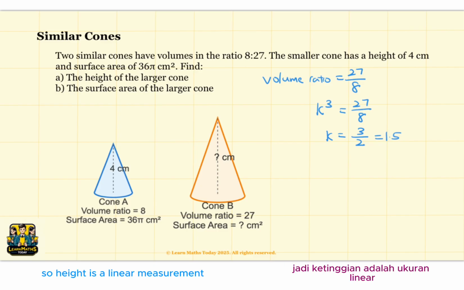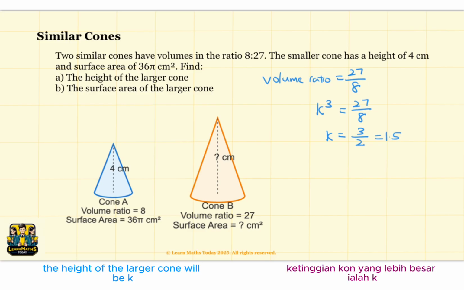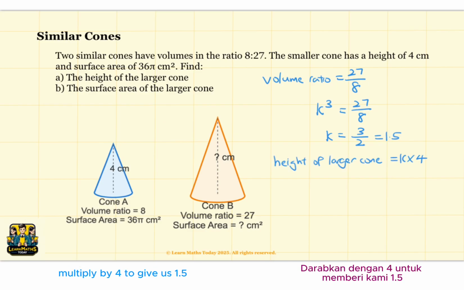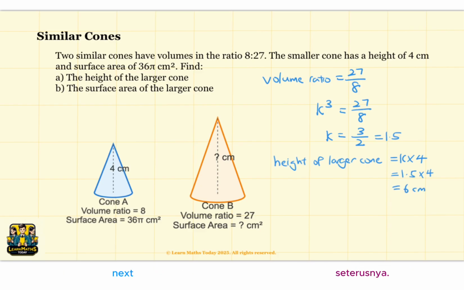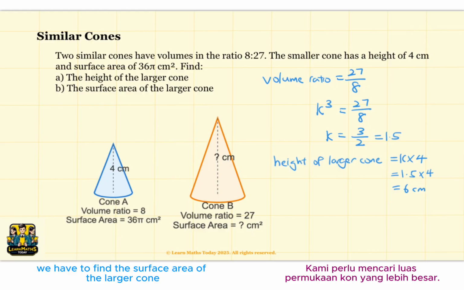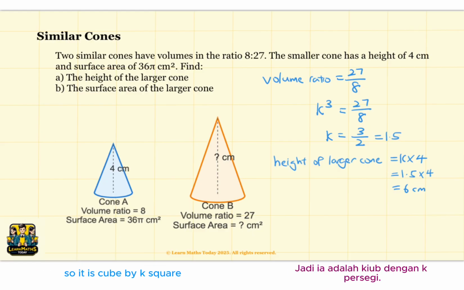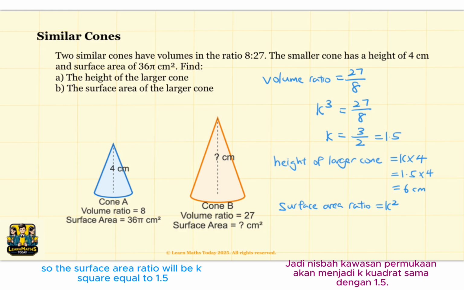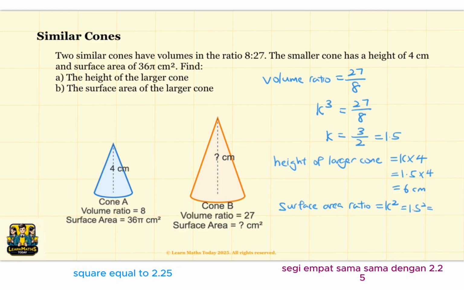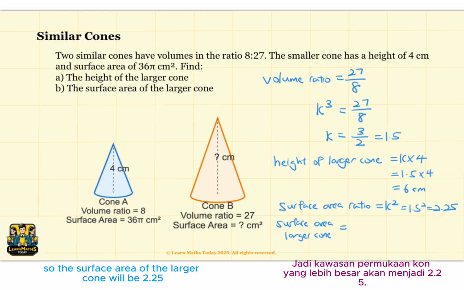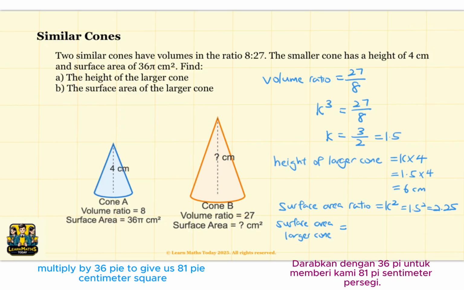We have to find the height of the larger cone. Height is a linear measurement, so the scale factor is k. The height of the larger cone will be k multiplied by 4, which is 1.5 multiplied by 4 to give us 6 cm. Next, we have to find the surface area of the larger cone. Surface area is a 2D measurement, so it scales by k squared. So the surface area ratio will be k squared, which is 1.5 squared, which equals 2.25. So the surface area of the larger cone will be 2.25 multiplied by 36 pi to give us 81 pi centimeters squared.